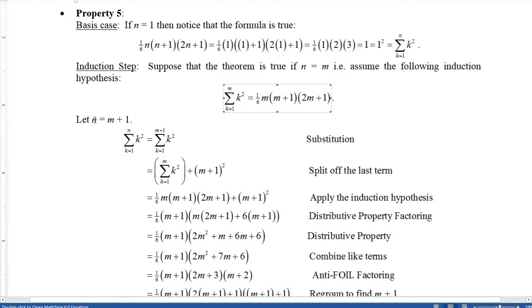So we're going to let n be m plus 1, and we want to show that this sum from k equals 1 to n of k squared is 1/6 n times n plus 1 times 2n plus 1. So n is m plus 1, that's just substitution. Now what you do here is you split off the first m terms, collect them together, group them, and then split off the last one, which is just m plus 1 squared by itself. Now this sum of the first m, we have assumed that this formula is valid. That's our induction hypothesis, so we can replace that by that formula.